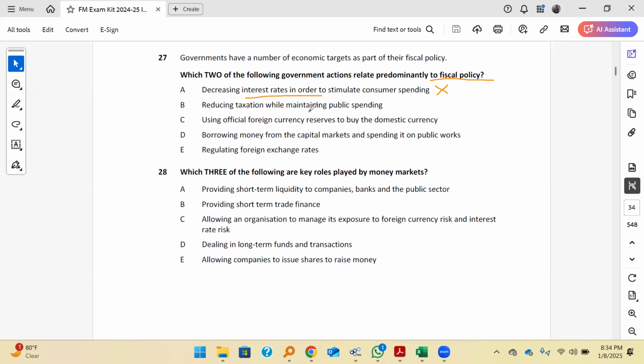Reducing taxation while maintaining public spending, this is one of them. Using official foreign currency reserves to buy the domestic currency, this is monetary policy. Then borrowing money from capital markets and spending it on public works, this is government spending. So that's correct. Then regulating foreign exchange rates, that's also monetary policy. So the answer in this case is B and D.